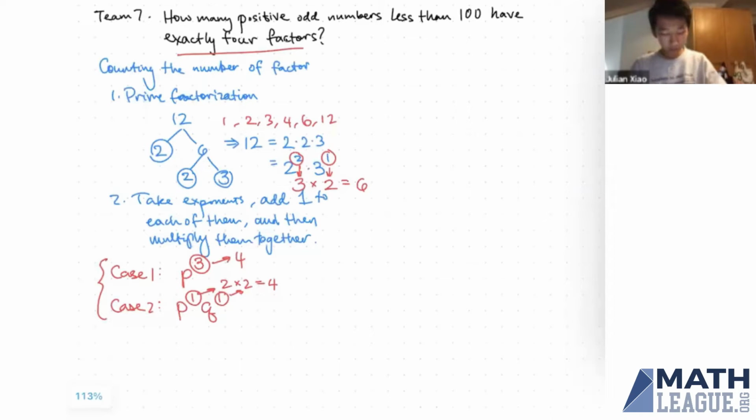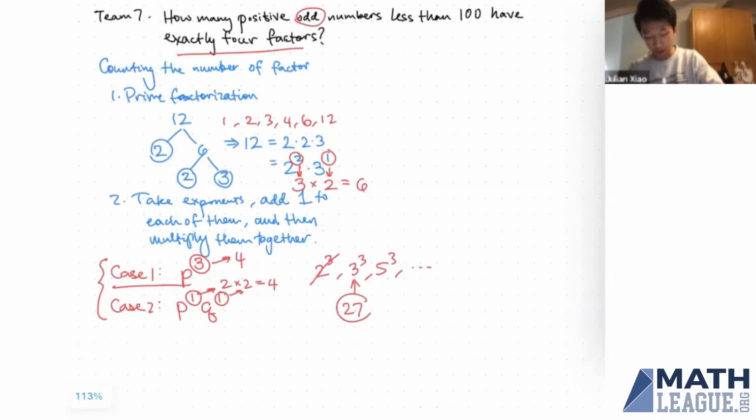So let's first focus on the case when our number is a prime number raised to the 3rd power. So this will include numbers like 2 to the power of 3, 3 to the power of 3, 5 to the power of 3, and so on, where these are all prime numbers. Now, we know that from our problem, it's only asking us to find odd numbers. So 2 to the power of 3 doesn't count. 3 to the power of 3 equals 27. So 27 is less than 100.